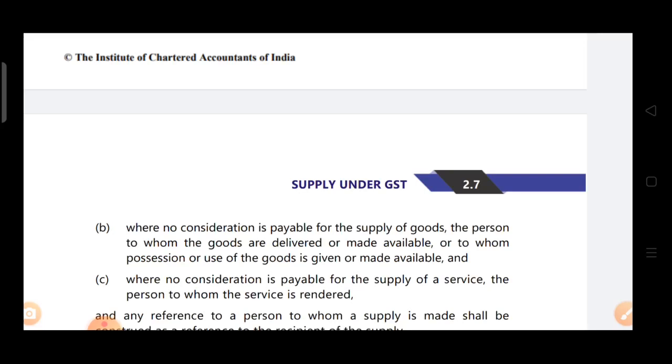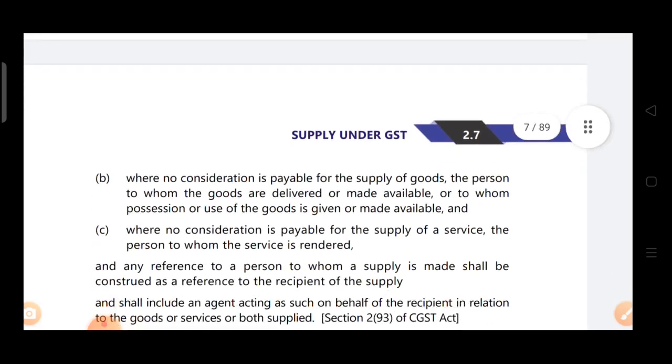Okay, so in that scenario we can say that if no consideration is involved, then the person to whom the goods are delivered or made available, or who gets the possession or use of goods, is called the recipient. Now, where no consideration is payable for the supply of services, then the person to whom the service is rendered, the person who receives the service, is called the recipient.